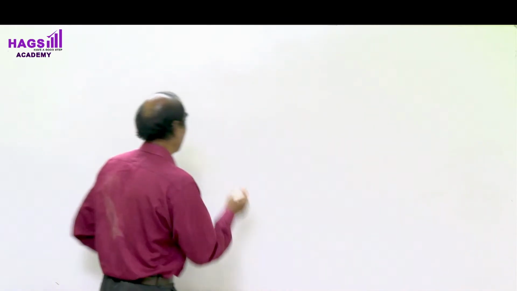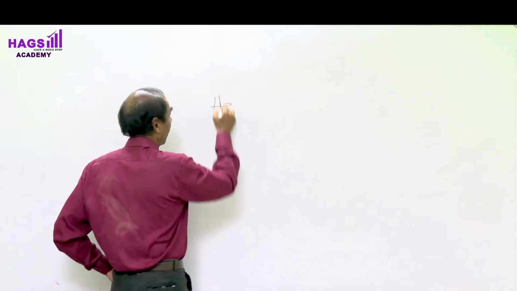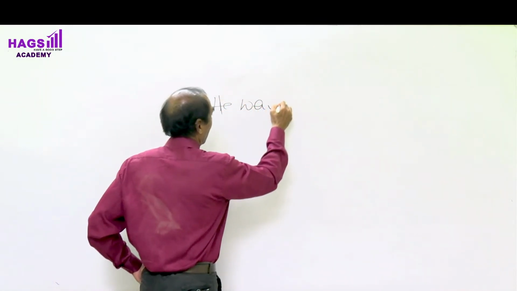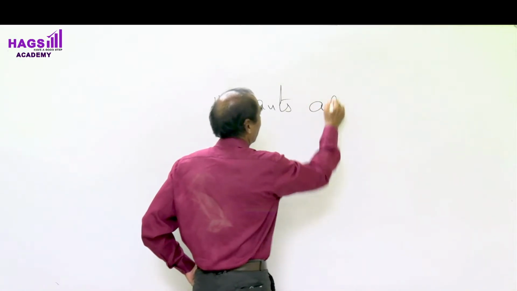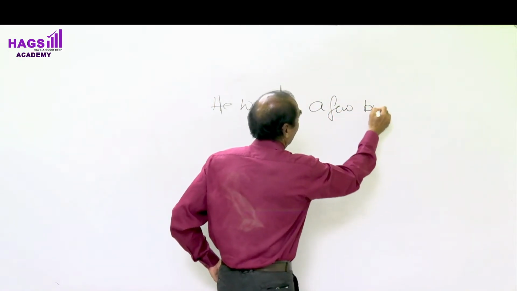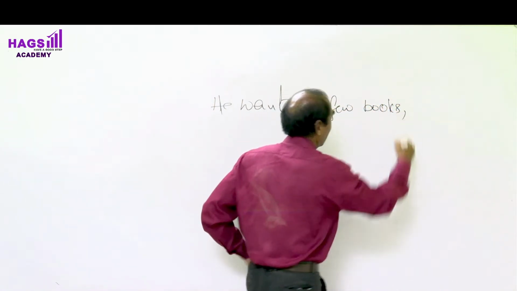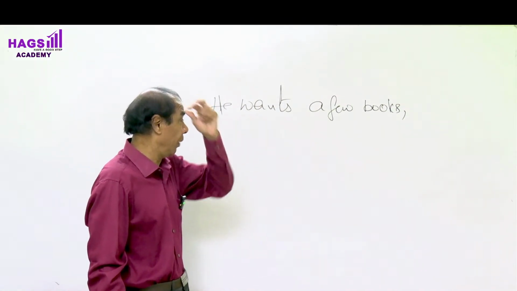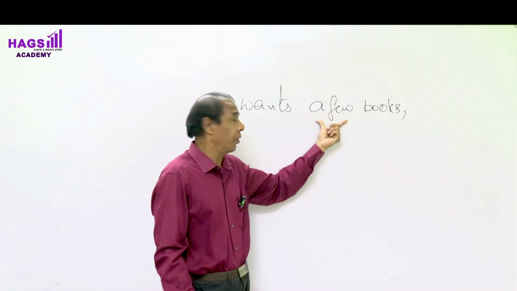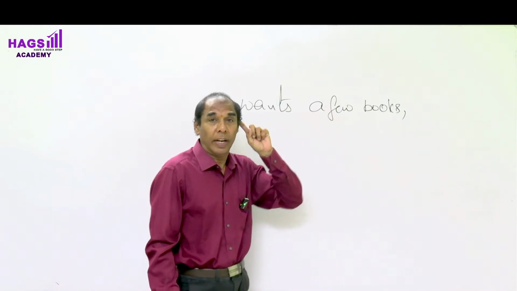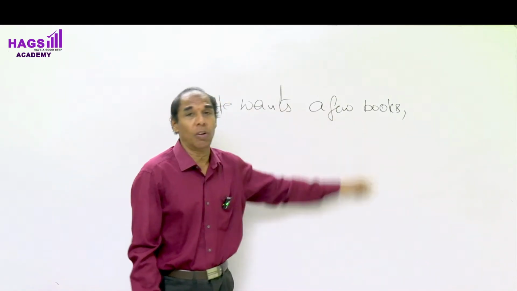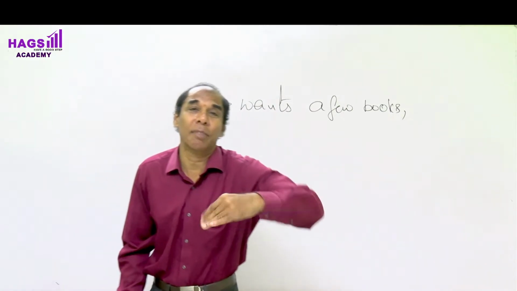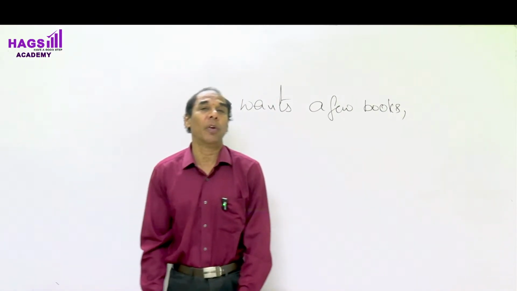See, first, he wants a few books. Look at the word first. He wants a few books. A few means positive. So a few is equal to positive. It means the statement is positive. So the question tag must be negative. How do we make it negative?